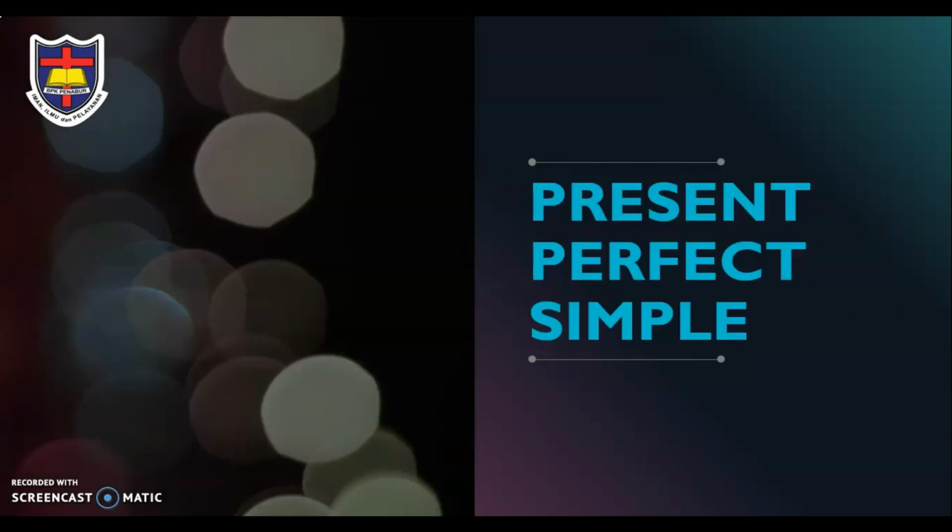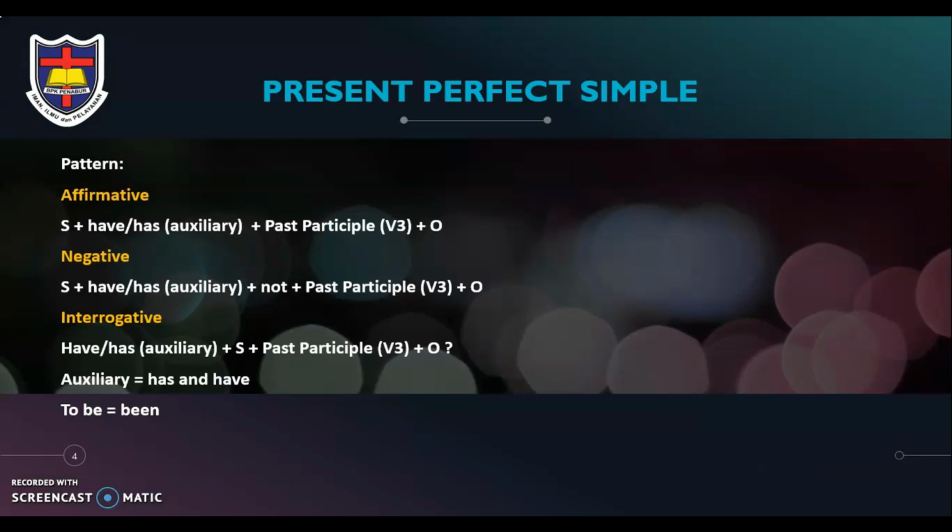Present perfect simple. Based on the title, present perfect simple shows an activity that started in the past and now we know the result, or we can feel the effect. Even though the activity already happened in the past, we still feel the effect of that activity. That is present perfect simple. We will start with the patterns.